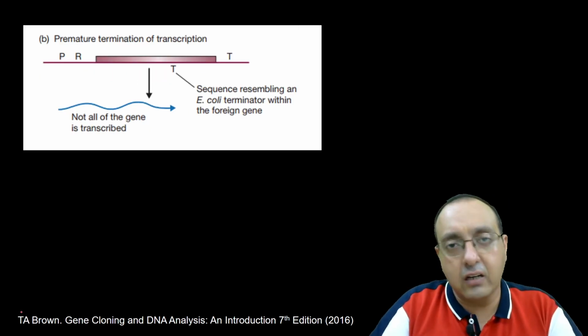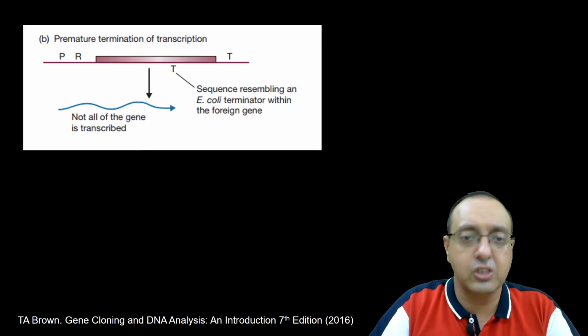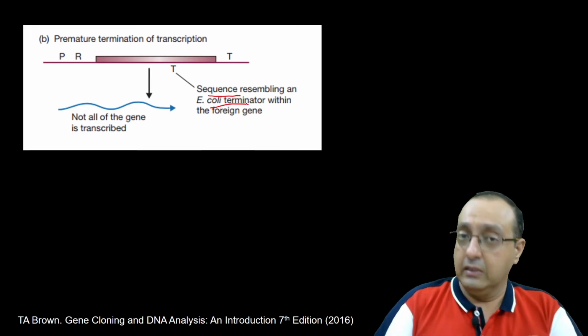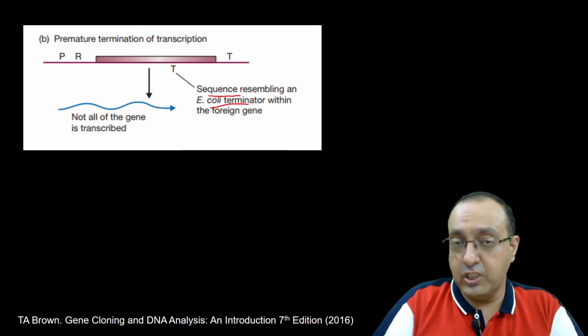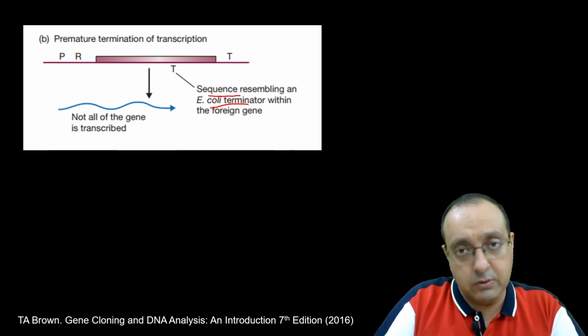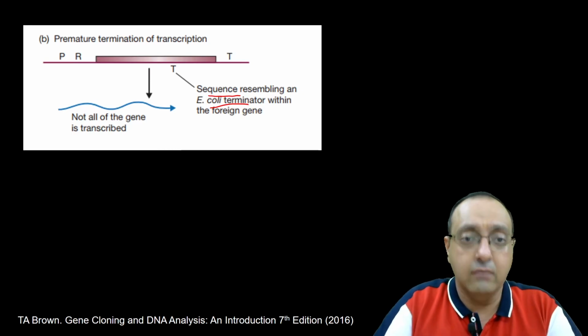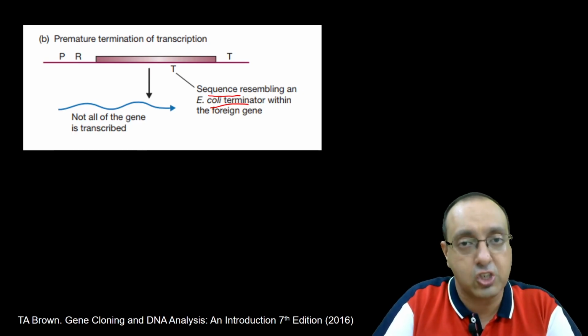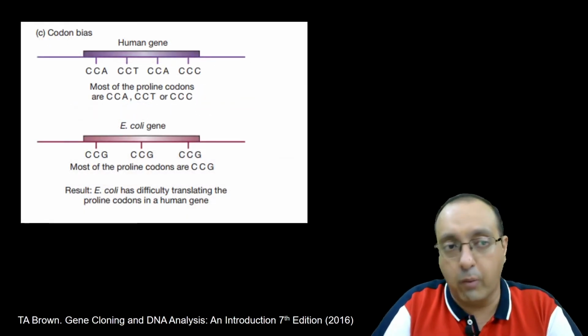Another problem that can occur with E. coli gene expression is that sequences which resemble E. coli terminators can be present in the foreign gene, human gene or other genes, which are not problems in their own systems. But when they are introduced into E. coli, they resemble the terminator, so it leads to premature transcription termination. So that can be problematic.